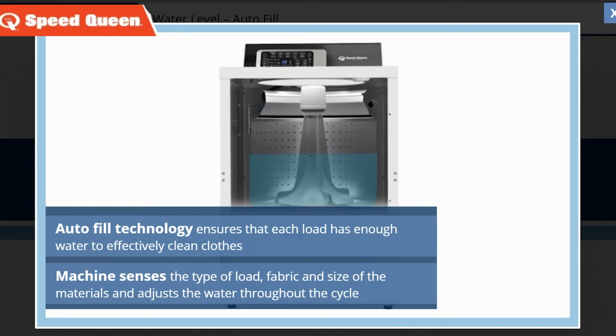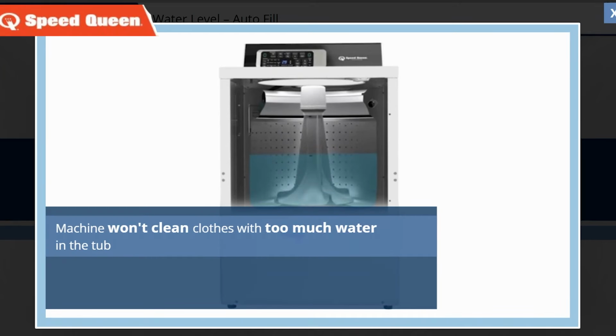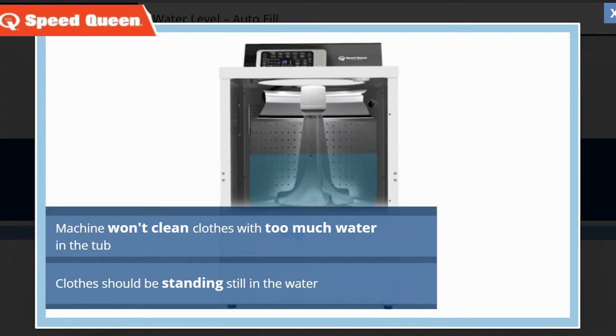It's also important to understand that the machine won't clean clothes with too much water in the tub, as the clothes get suspended in water. For effective cleaning, the clothes should be standing still, and the water is moving.